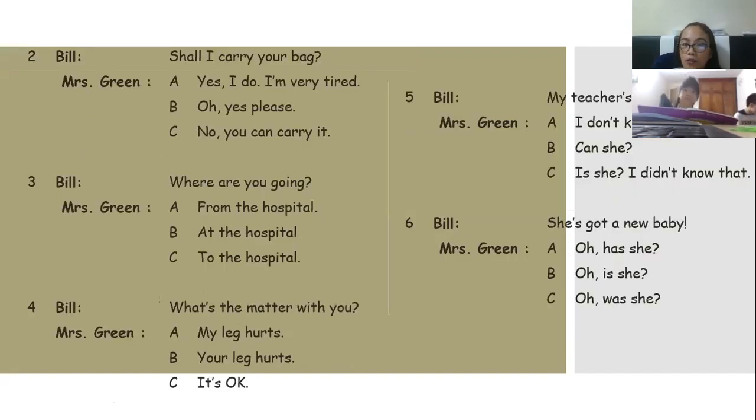Okay, now, can you try to answer number two? I carry your bag. Okay, you may think about it a little while. So tell me what's your answer if you're ready, okay? B. Oh, yes, please. Let's try it. Yay! Let's try it one more try. Shall I carry your bag? Oh, yes, please. Okay, very good.